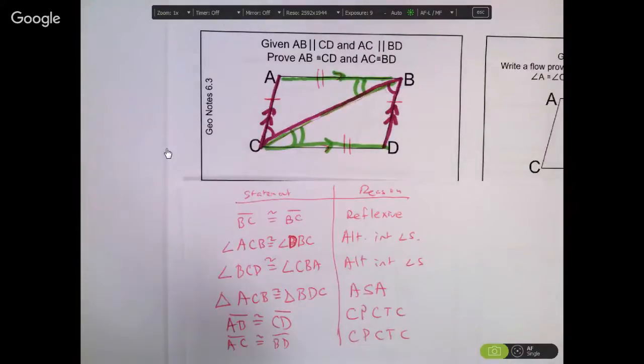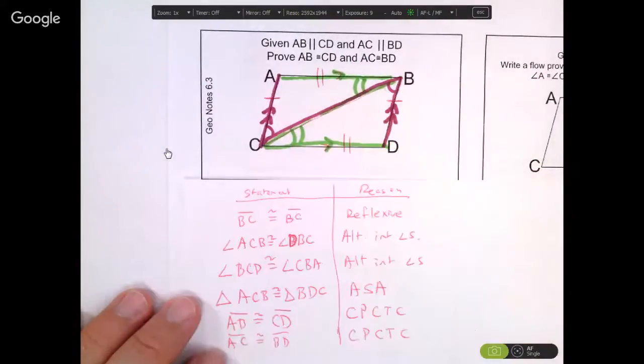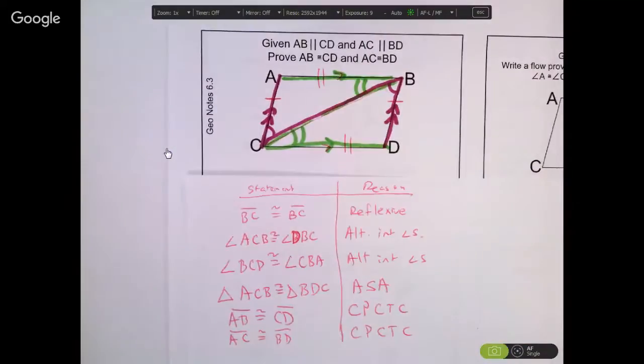Now, you could argue that it's just for this one, but I could draw a different parallelogram and use those 4 letters, and the same proof would apply. Okay, because the only given that we used was that these were parallel. Okay, they're not postulates, they're called properties. Okay.